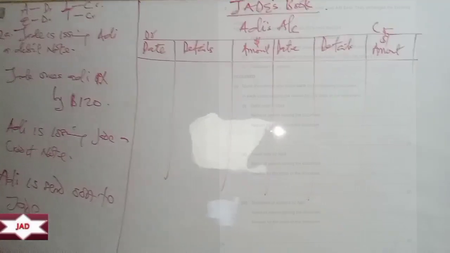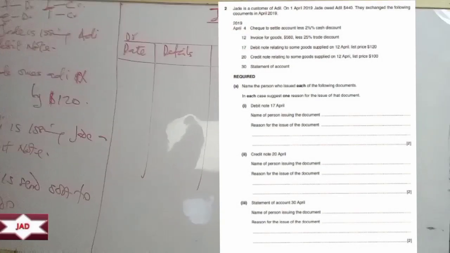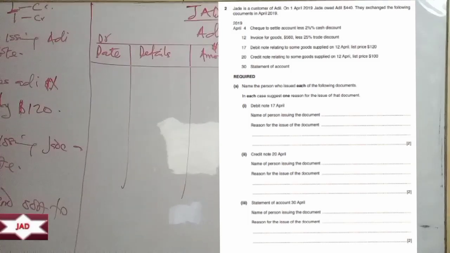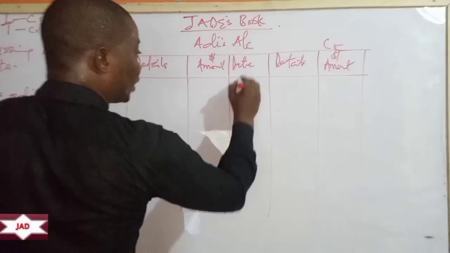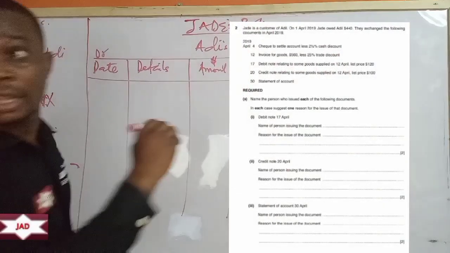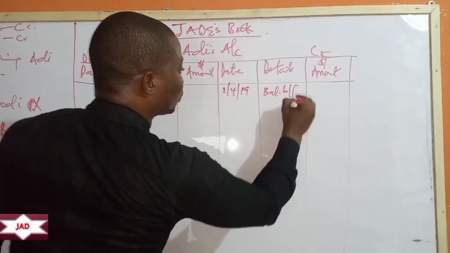So what's the balance? According to the question, Jade owed Adi $440. So we can come here, 1st of April 2019, and we say balance brought forward.